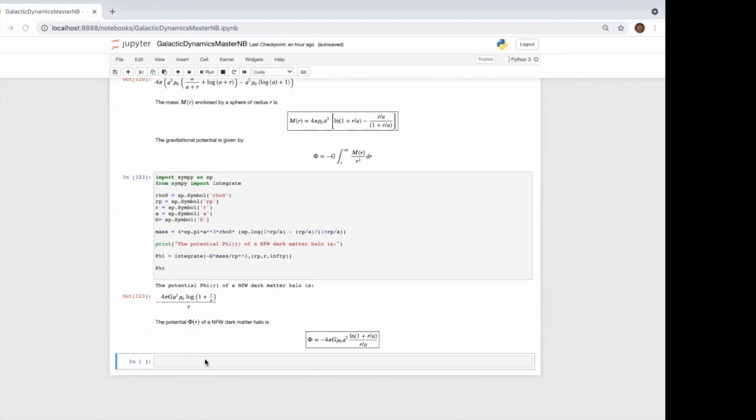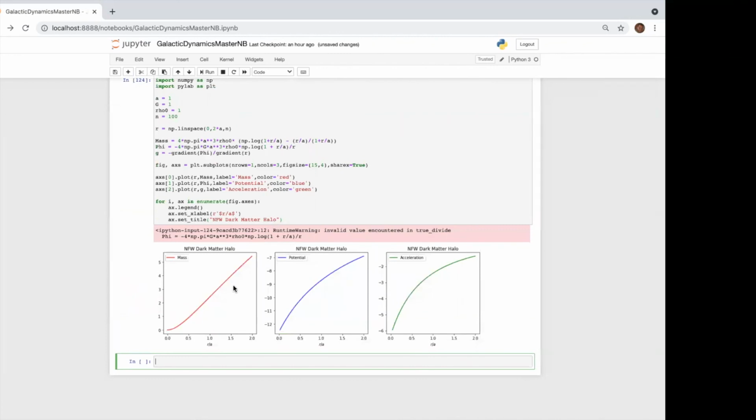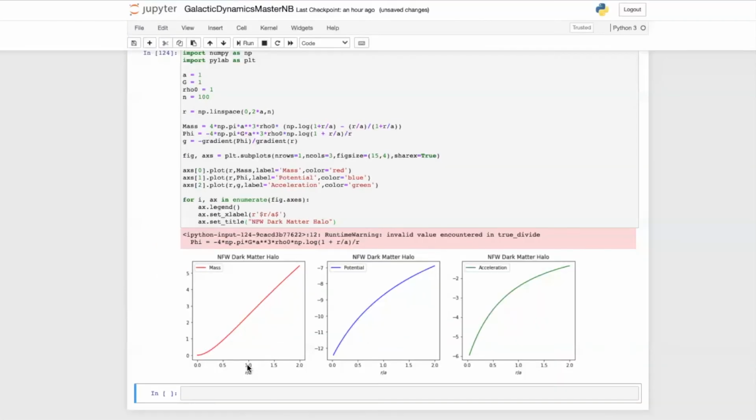Plotting this distribution. So this is the mass of an NFW dark matter halo. Now the mass in this model diverges logarithmically with the radius. But within a distance r, this is a good approximation for the mass of a dark matter halo.